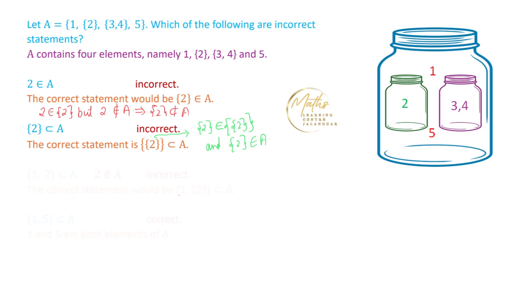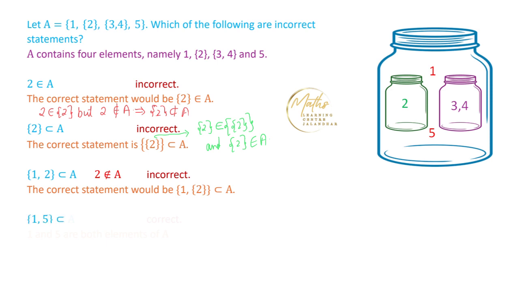Next is the set containing the elements 1 and 2 is a subset of A. So again we have 2 does not belong to A. It has an element 2 over here, and it does not belong to A. So this statement is incorrect. If we have to correct this statement, the correct statement would be: it has element 1 and then the next element is the set {2}. We are saying this is a subset of A. Then this is the correct statement.